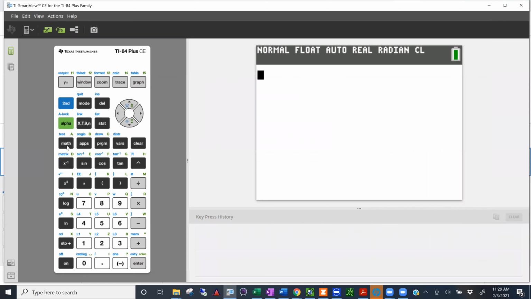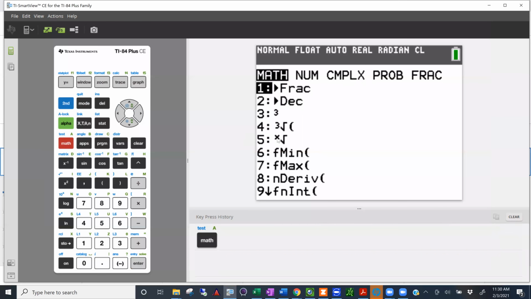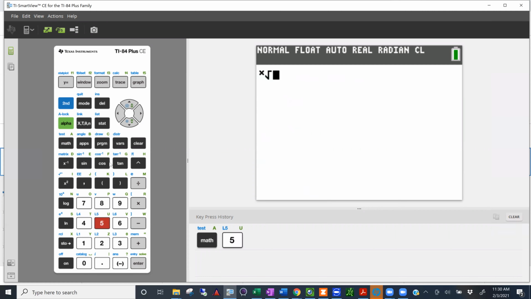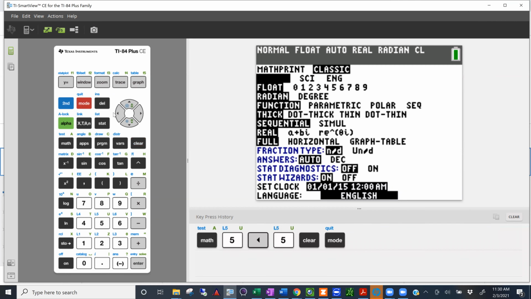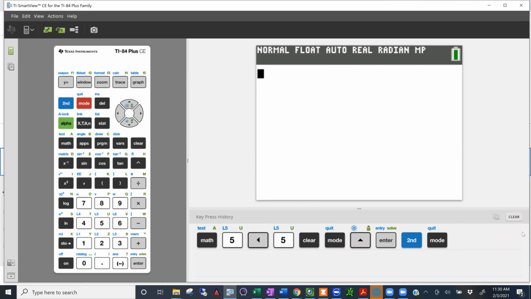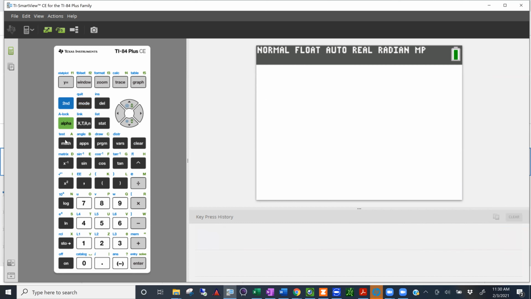Yes. You're going to go to the math menu, and the fifth option down allows you to take whatever root. So I want to put a 5 up there. Oh, I forgot to change my mode back to the regular classic math print mode. Because looking at that, I was like, wait a minute, this isn't what I expected. So let me try this again.